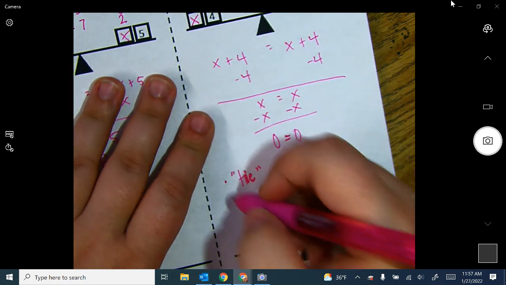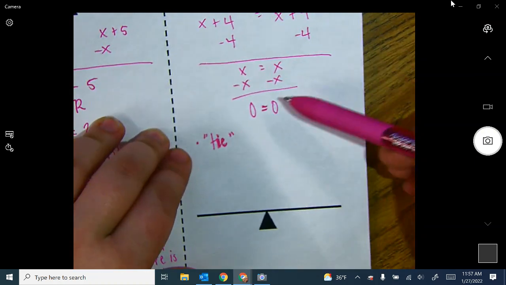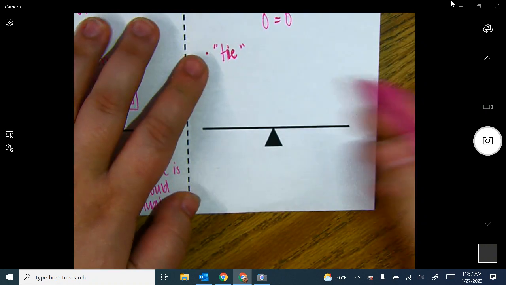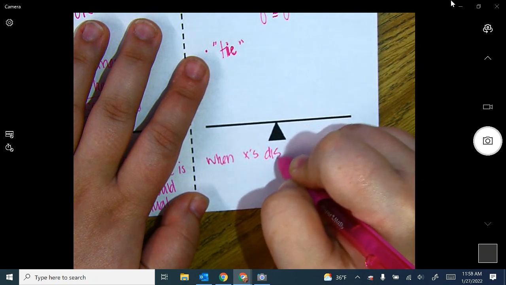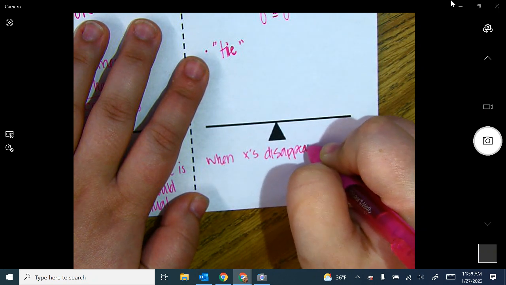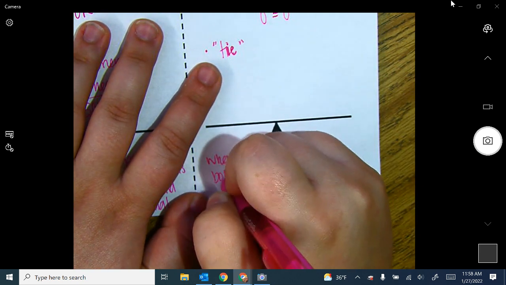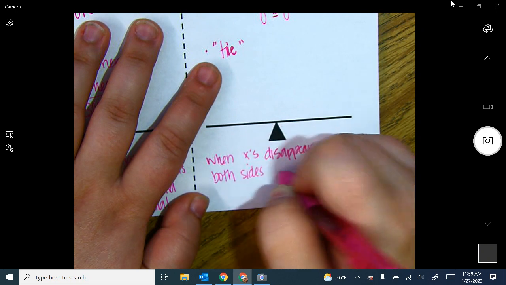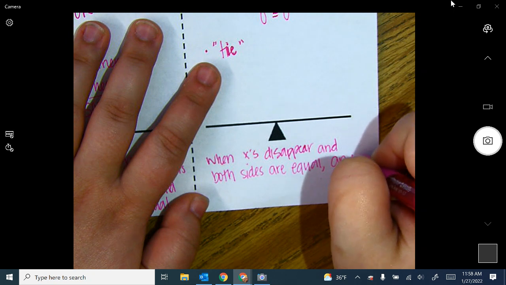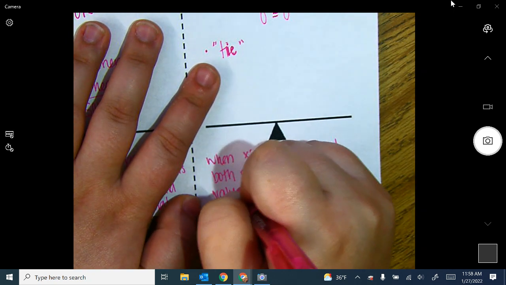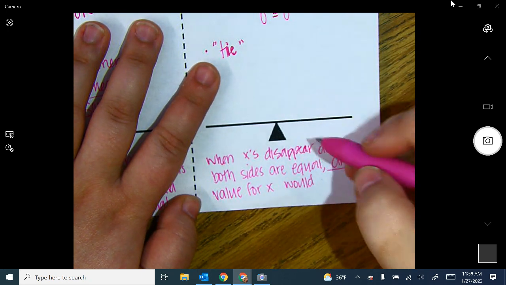All right, so when the x's disappear, notice how I was able to take away all the x's and just end up with 0 equals 0. So when x's disappear and both sides of the equation are equal, any value for x would make the equation true.